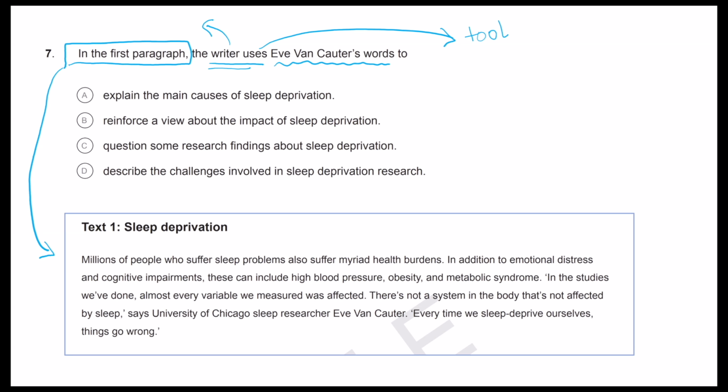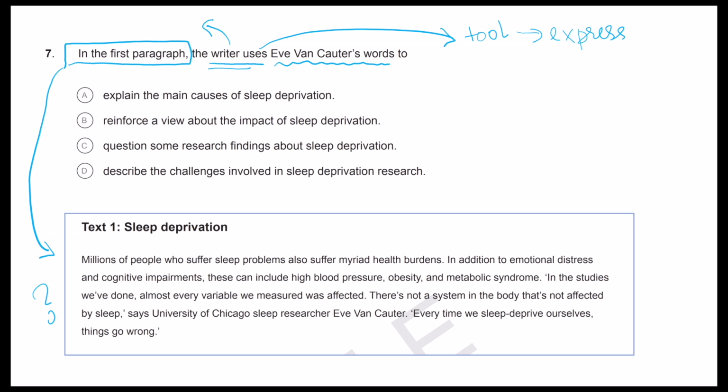The writer is the one who's written the article. Now, in the writer's article, he uses this person Lucy's words too. So the words are used as a tool, probably to express something. Now, we need to find out from paragraph 1 what is expressed by the writer using Lucy's words.